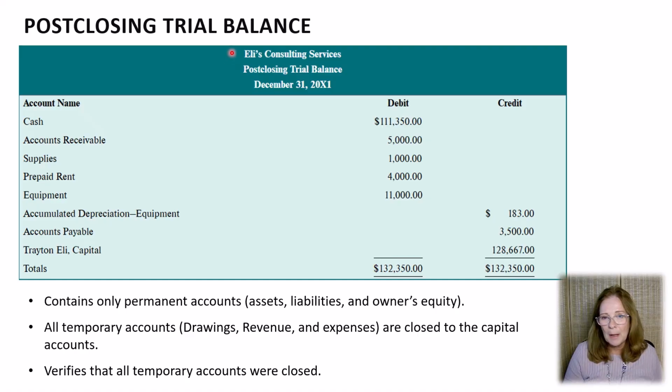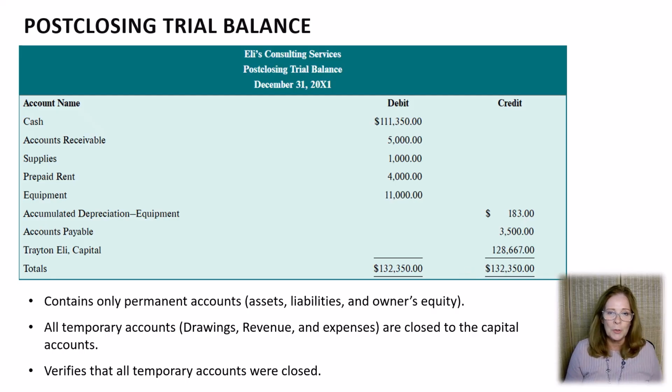This is the post-closing trial balance for Eli's Consulting Services, which is shown on the first line of the header section. The second line contains the title, post-closing trial balance, and the third header line contains the date, December 31st. Next, we list out all of the asset accounts and their balances in the appropriate column. And remember that the accumulated depreciation account is a contra asset account with a credit balance. Next, list all of the liability accounts followed by the capital account. And we then add up all of the debits and the credits, and both should be equal.